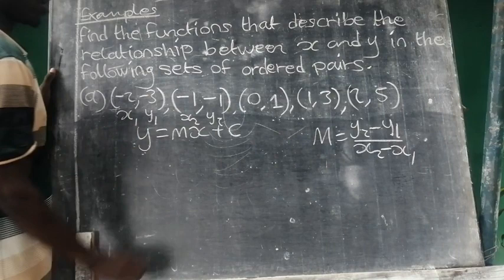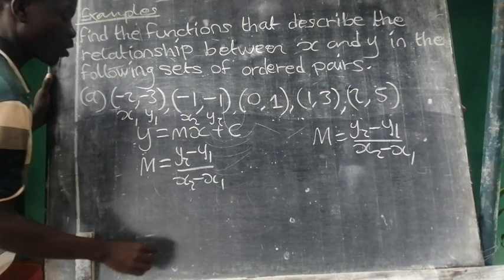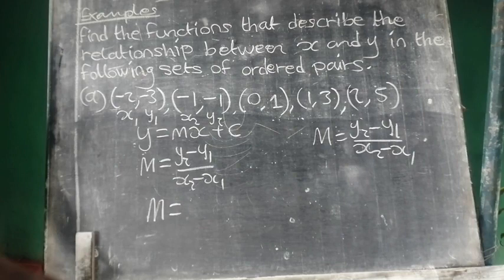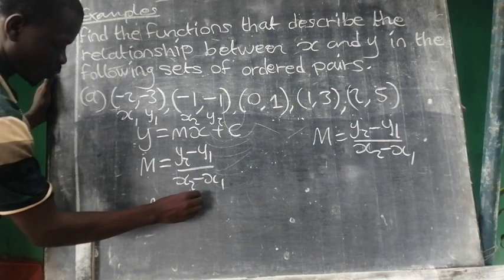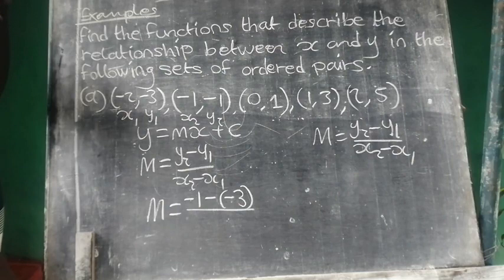Now gradient equal to y2 minus y1 over x2 minus x1. What is the y2 from the data? Negative 1, minus y1? Negative 3. Over x2? Negative 1, minus x1? Negative 2.